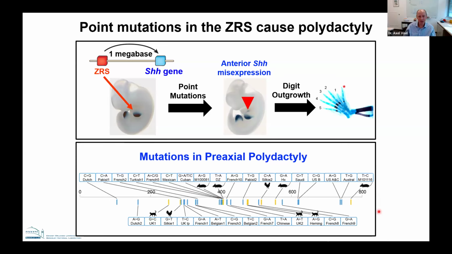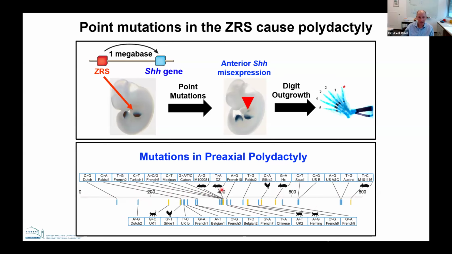And what you see here is that the other remarkable thing about this is that there's a large number of these mutations that come from human patients. So what you see down here is the entire length of the enhancer. It's about 800 base pairs long. And each of these blue and yellow tick marks are mutations that have been observed in polydactyly.